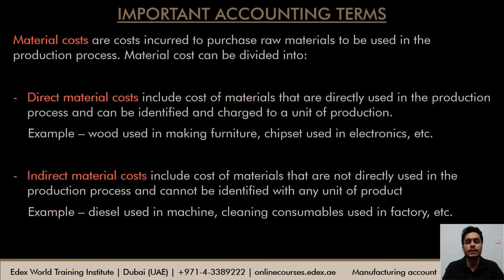The other type of material cost is indirect material cost. Now these are also raw materials purchased for the factory, but they do not directly form a part of the finished product. They are necessary to ensure smooth functioning of the factory, but not directly in the production of finished goods, and hence they are indirect material cost. Example, now machines require diesel or fuel. They are also raw materials but not directly associated with the end product and hence indirect material. Similarly, cleaning consumables that may be used to clean the factory, again indirect material, and so on.